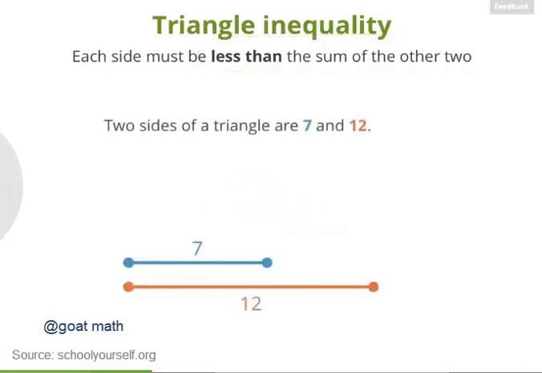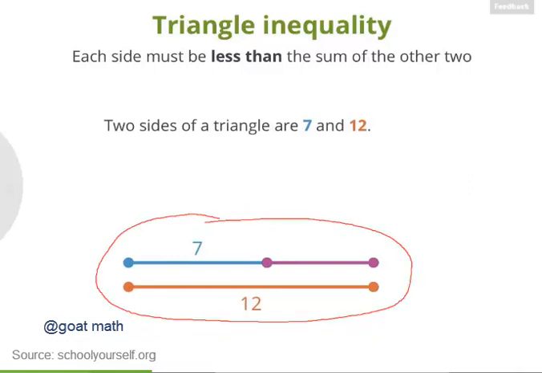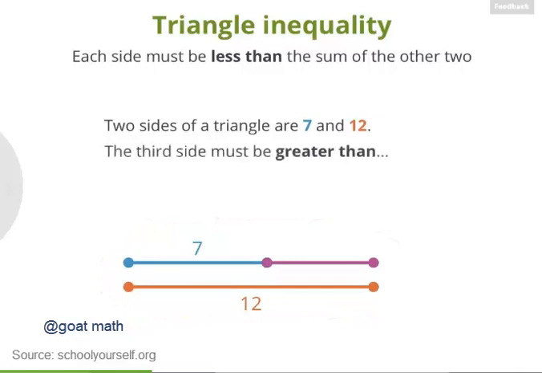Next, suppose 2 sides of a triangle have lengths of 7 and 12. Here's a possible length for the third side, since each side is less than the sum of the other 2 sides. But if we try making this third side a little shorter, now our side of length 12 equals the sum of the other 2 sides, and you can't make a triangle with these 3 lengths. So if 2 side lengths of a triangle are 7 and 12, then the third side length must be greater than what value?